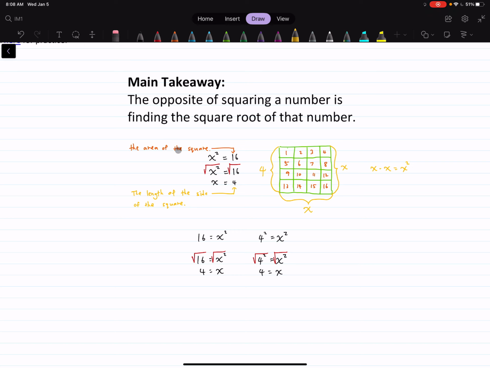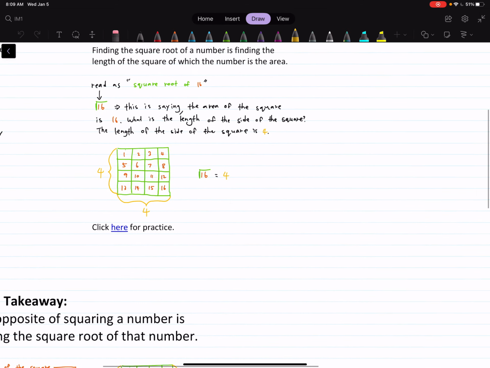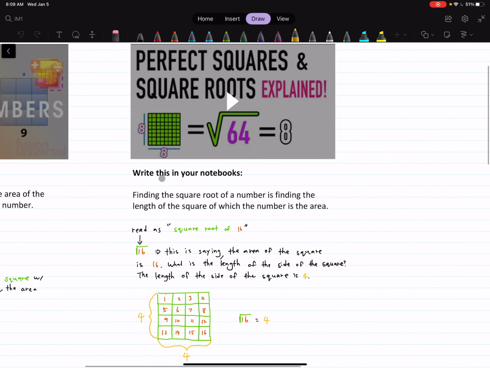So once again, what is the length of the square for which the area is 16? So we want to find the length. Obviously from this diagram we see that it's 4. But if we didn't have this diagram, what we would do is take the square root. And the reason why is that finding the square root of a number is finding the length of the square.